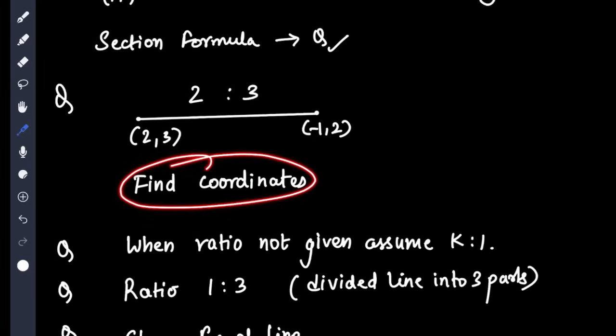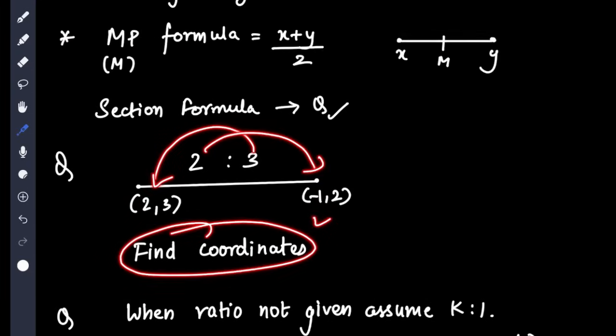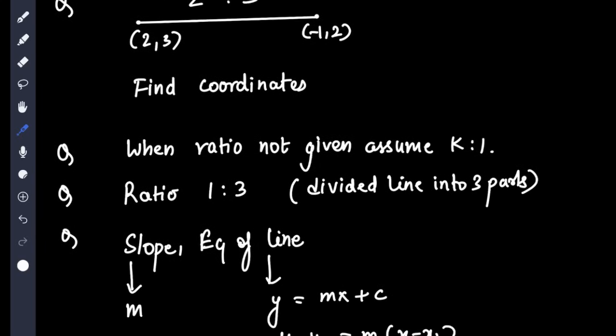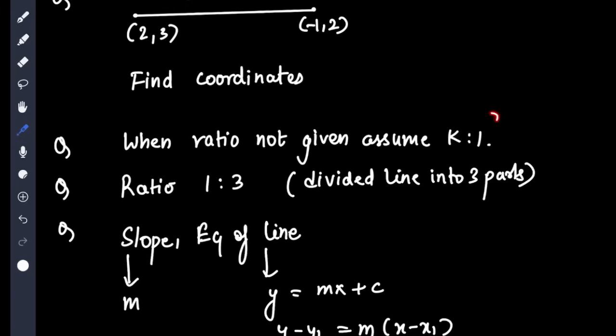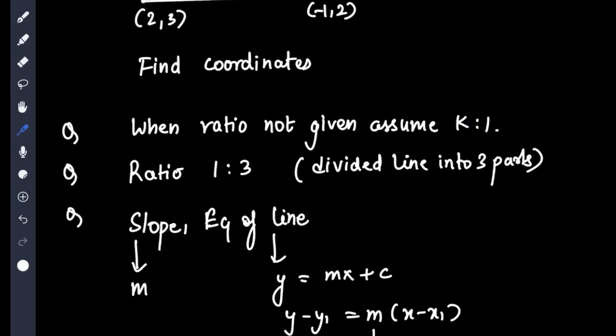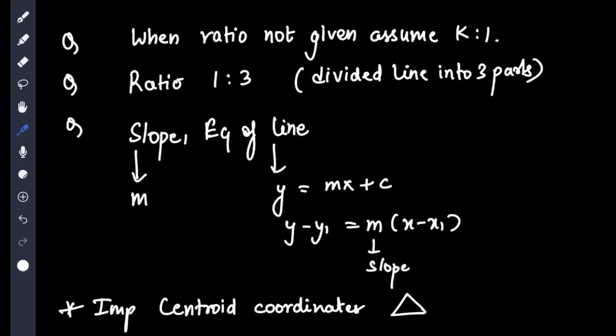Find the coordinates of this. You know you have to calculate it through the section formula. So when ratio is not given, very frequently asked question, you have to assume it k is to 1. Okay. And they may ask you to divide the line into three parts and calculate the coordinates. Then the ratio can be used like 1 is to 3 or 3 is to 1.